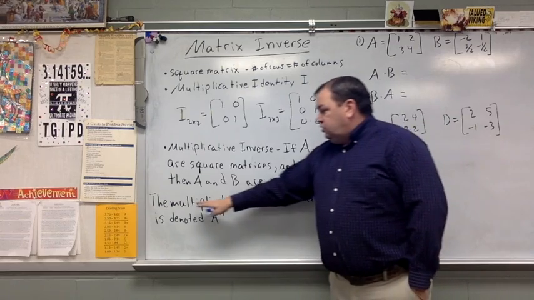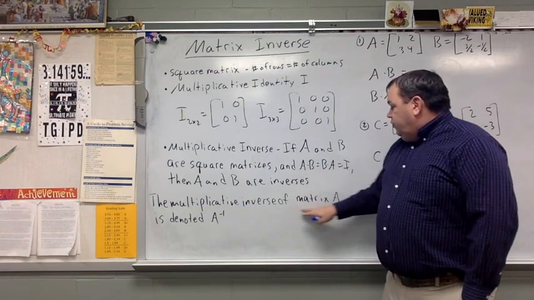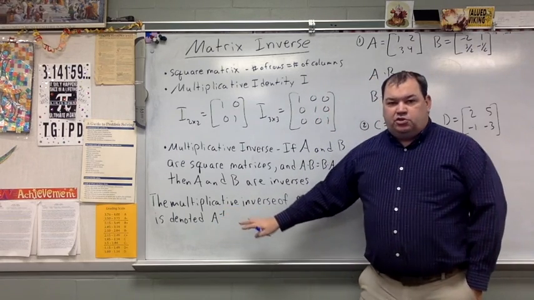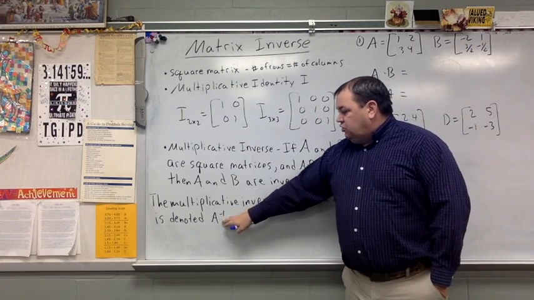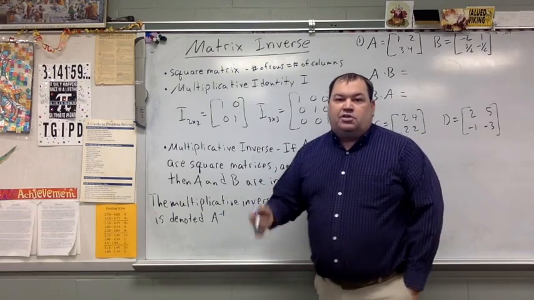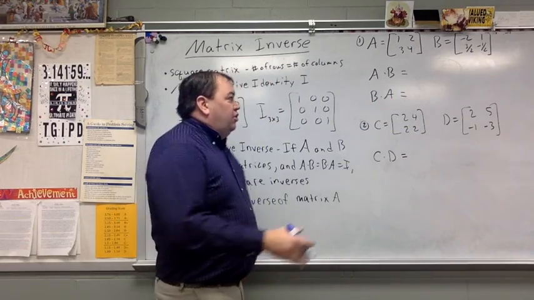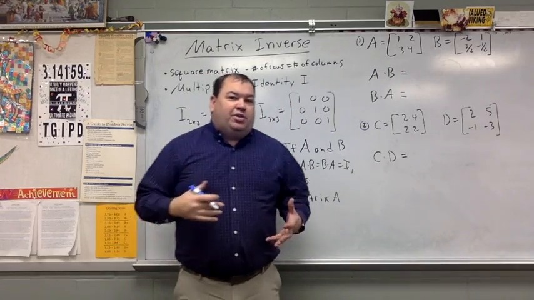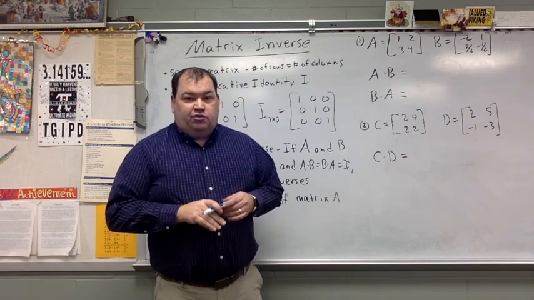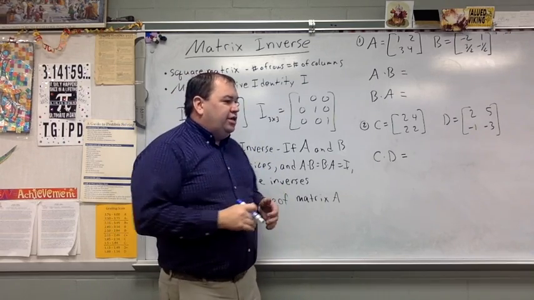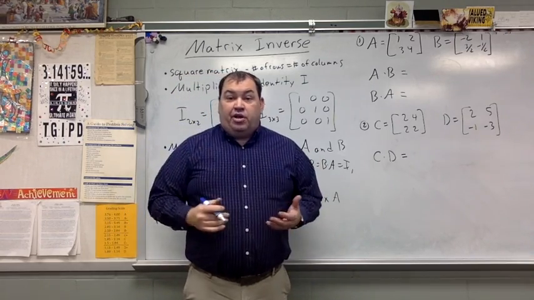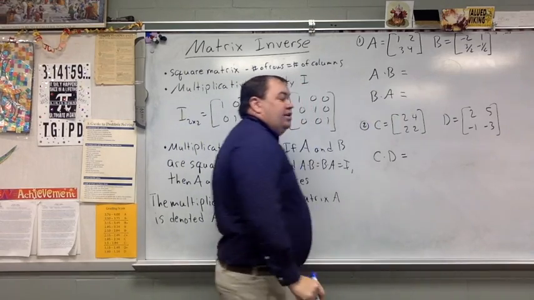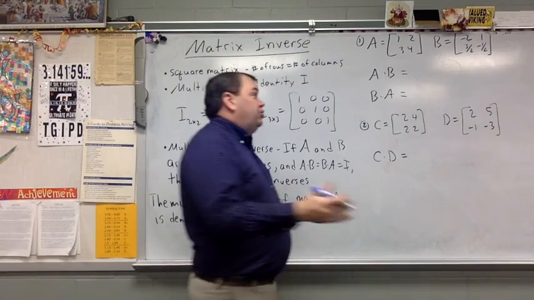Now, some terminology and some notation. The inverse of matrix A is denoted with this A and a little -1. There's no arithmetic there. That just stands for inverse of matrix A. So, I've got two matrices here, A and B, and I wanted to determine if they are inverses of one another. So the question might read, determine if matrix A and B are inverses. What they're asking you to do is to multiply these two matrices and see what you get.